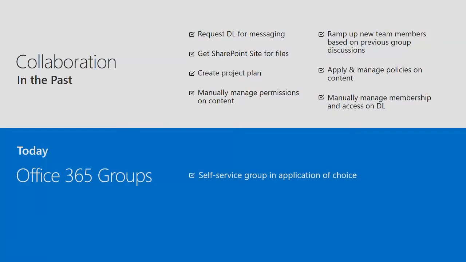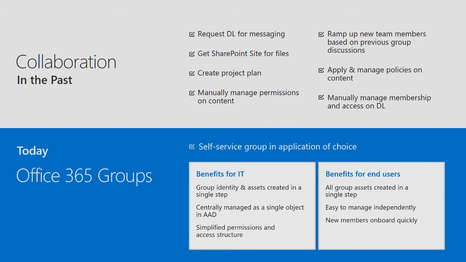With Office 365 groups, the end user simply chooses the application they want to work in, creates a group, and they're good to go. They have their list of members, and they have a set of assets that they can easily reach within that application they've chosen to work in. So the value of groups for end users is it really removes that friction in the startup process. End users are empowered. They can do self-service group creation, and they can get going quickly, and they can manage that group.